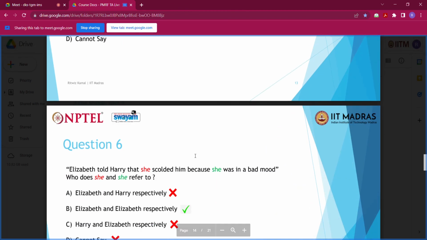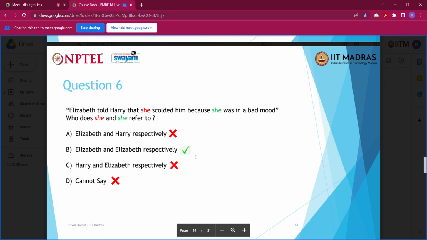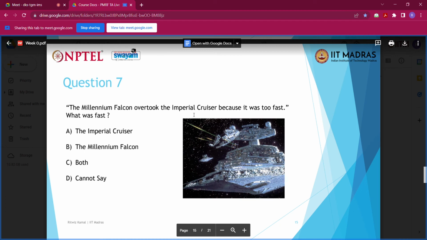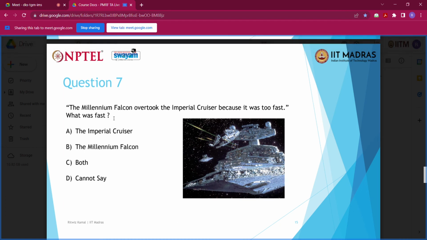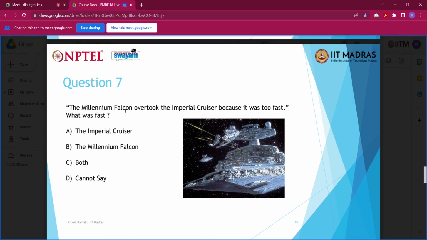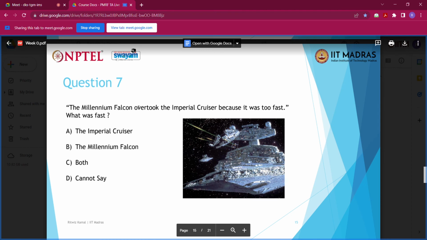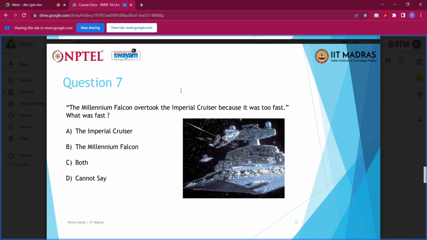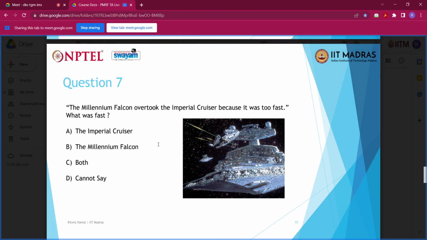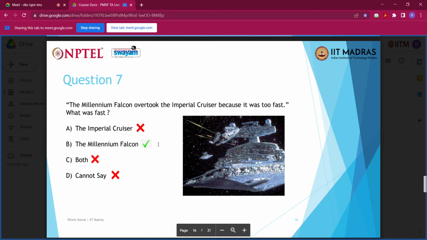Let's look at the answer. And indeed that is the correct answer. Let's look at another example. The Millennium Falcon overtook the Imperial Cruiser because it was too fast. What was fast? Okay, if we look at this sentence, Millennium Falcon overtook the Imperial Cruiser. And for something to overtake something, it must be going faster than that thing, right? So the correct answer would be the Millennium Falcon was going fast. That is the correct answer.